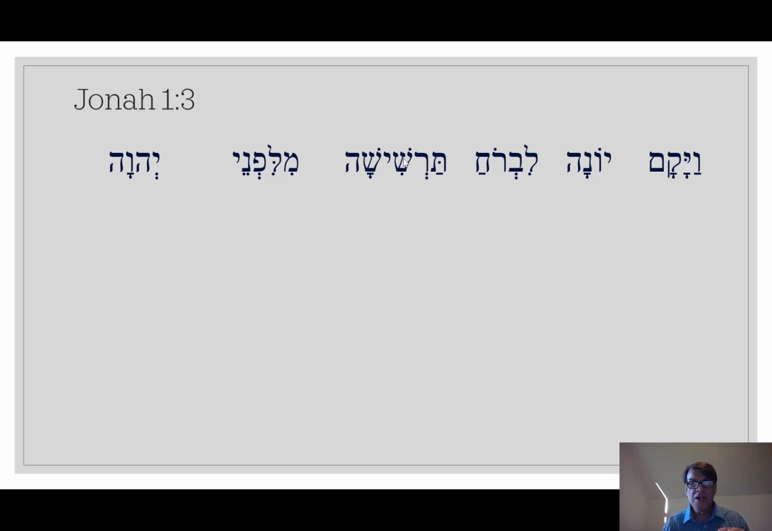Tav, Resh, Sheen. Well, this is the first time we've seen a Sheen. It's like a pitchfork, as I said, I think, in the video, with the dot on the right. And a Yod and a Sheen and a Hey. So Tarshisha. Any guess as to what that word is? Tarshisha? That's right. It's Tarshish. He's going to Tarshish. Mem. So this is a final mem. This is an initial mem.